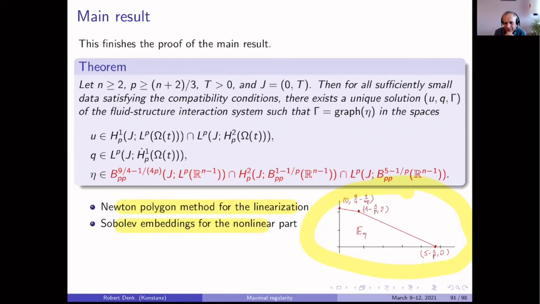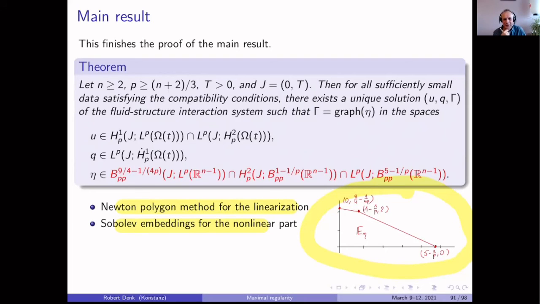Are there any questions or comments? I have a question. Okay, so thank you, Robert, for an excellent talk. I'm very impressed with what you're doing with these polygon methods. It's really impressive. One question: the space with regularity 9/4 minus 1/4q. This is the fluid structure case, right? Yeah.